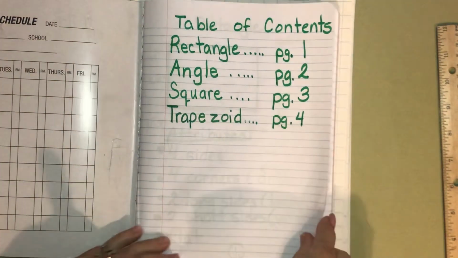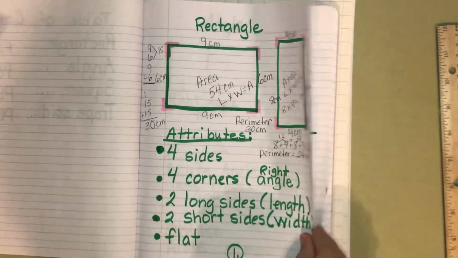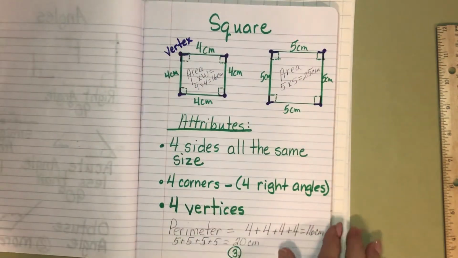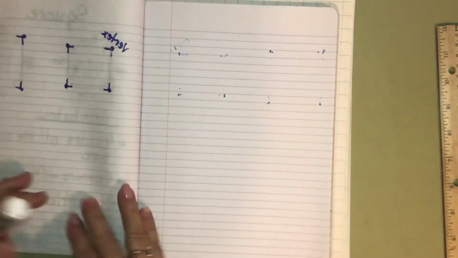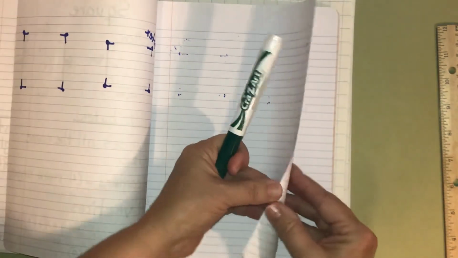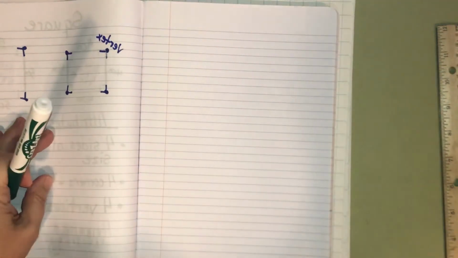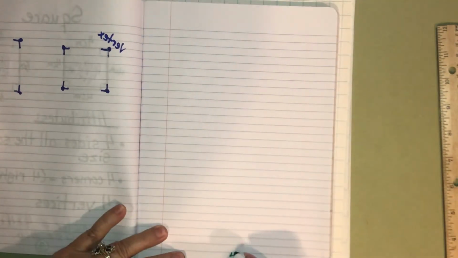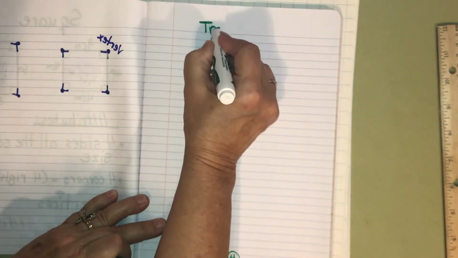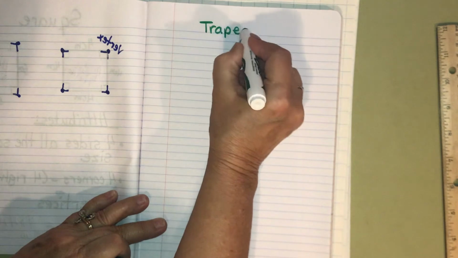Okay, so on our first page, we've got the rectangle, page 2, angles, page 3, squares, and here on page 4, I see this one went through on the other side, and so I want a nice clean page, so I'm going to tear that one out. And on page 4, we're going to write our title, Trapezoid.